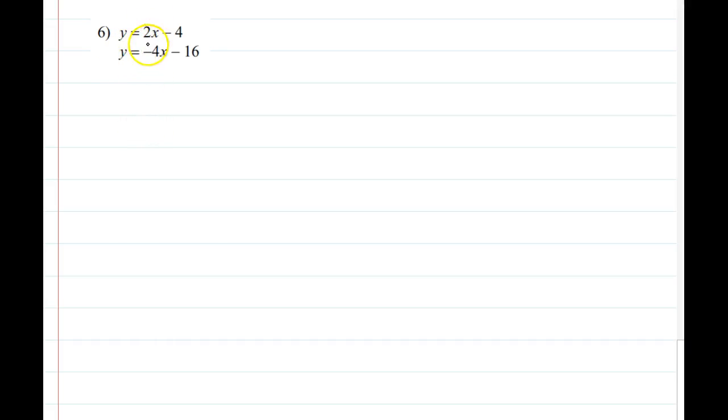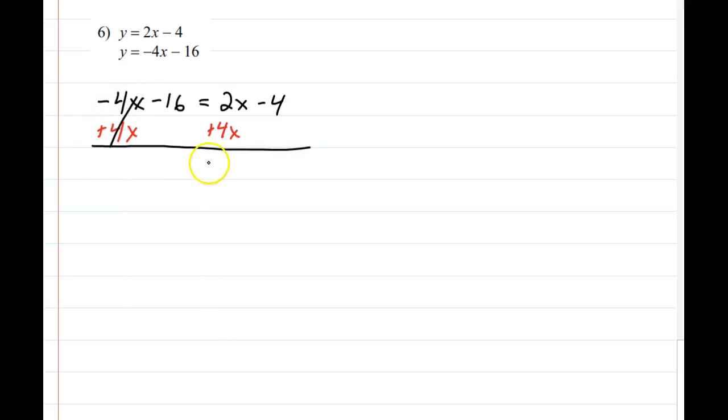Alright, same thing. We're just going to replace the y with what y equals. So it's going to be negative 4x minus 16 equals 2x minus 4. Going to add 4x to both sides. And so this gives us 6x. Going to save a line. Going to move the 4 over. So it gives us negative 12. Divide both sides by 6. So I get negative 2 equals x.